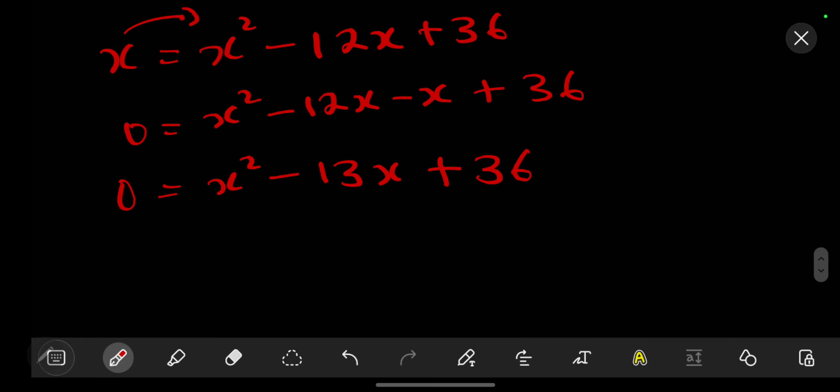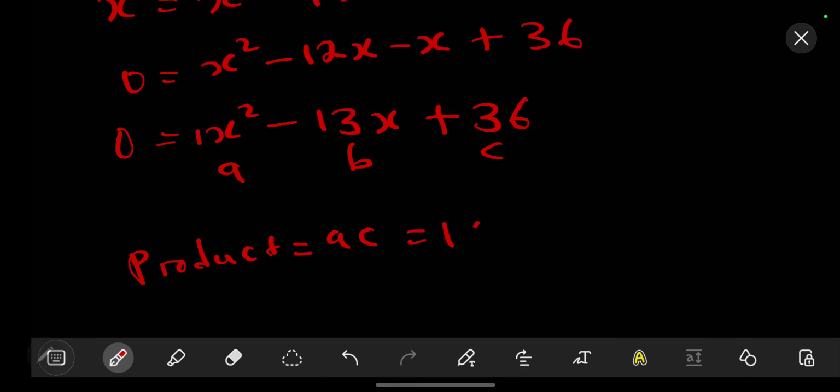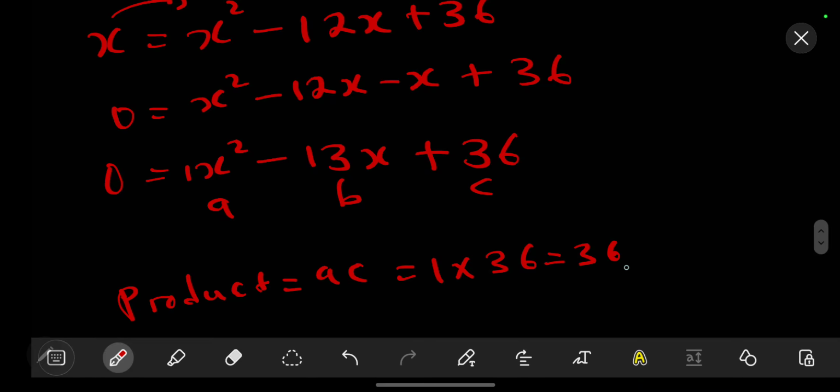So now when we get this, this is a quadratic equation in which we have our a, our b, and our c. Just in case you don't know how to do that, just comment, I will forward you the video for solving using factorization. So we are going to have our product, which is a times c, our coefficient here is 1, so we have 1 times 36, which will be 36 like that.